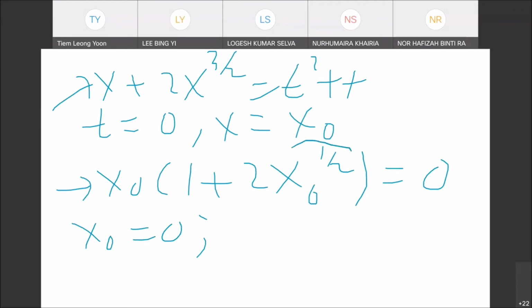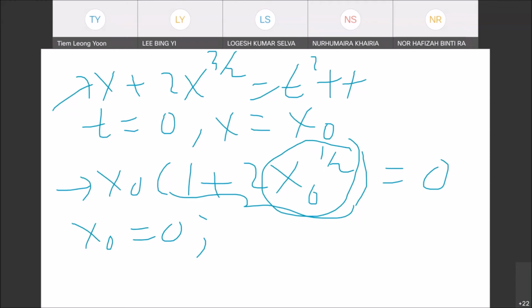So this is always positive, right? It's not possible for the factor here to become 0 because the square root is always positive in value. So the answer is that when t equals 0, x0 equals 0. That is what I got, x0 equals 0.